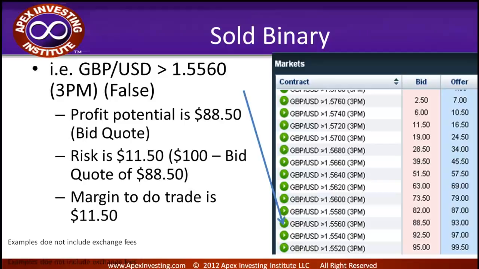Now, if I sold the binary, then I'm saying that the statement that the pound-dollar will be greater than 1.5560 at 3 p.m. is false. And that's, again, if I held it to expiration. I can close it earlier. Well, the profit potential is the bid quote. When I'm selling, the bid column shows me the profit potential. So a quote of 88.50 means that I could make $88.50 on the trade. My risk is the difference between $100 and 88.50, or $11.50 per contract. The margin to do the trade is only $11.50.